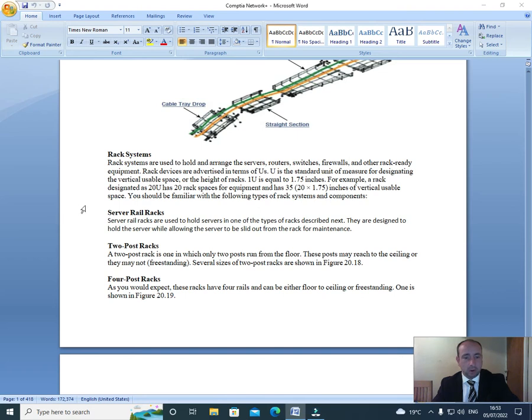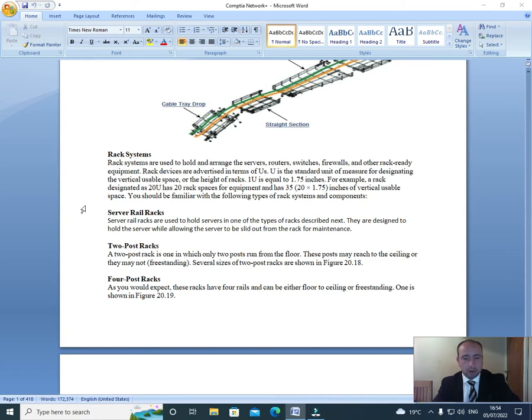Rack systems. Rack systems are used to hold and arrange the servers, routers, switches, firewalls, and other rack-ready equipment. Rack devices are advertised in terms of U. U is the standard unit of measurement for designating the vertical usable space, or the height, of racks. 1 U is the equivalent of 1.75 inches. For example, a rack designed as 20 U has 20 rack spaces for equipment and has 35 inches (20 x 1.75 inches) of vertical usable space.